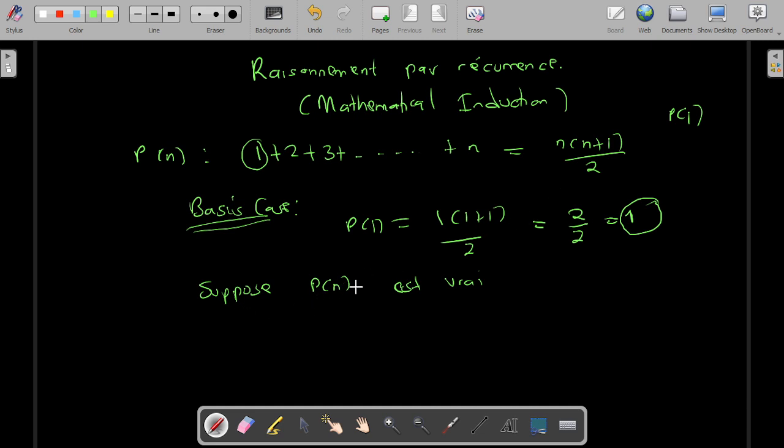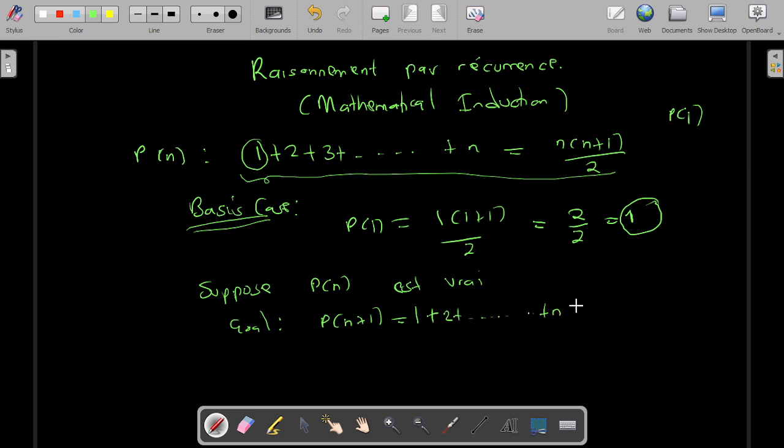So we suppose that P of n is true. Basically, what we've supposed here, our P of n, is everything here. And now our goal: what is our goal? Our goal is to show that the proposition P of n plus 1, which is 1 plus 2 plus, I can just write this, plus n plus 1. So we add one more term, which is n plus 1.